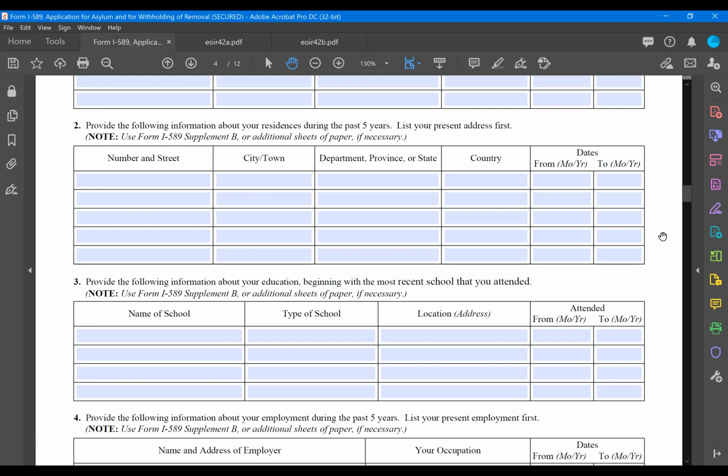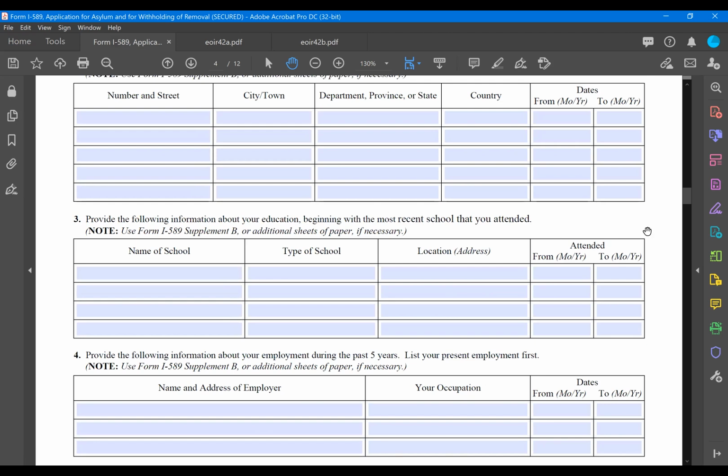So if they had to move out of their home and live with someone else, even if it was sort of temporary, go ahead and list that there so that we sort of have it listed out. We have that proof, even at a glance, that they were being chased around in their home country, if that makes sense.